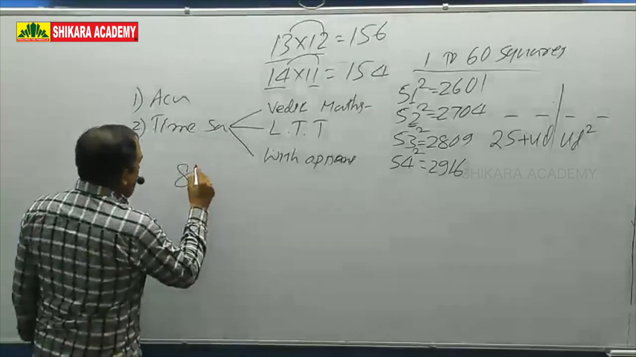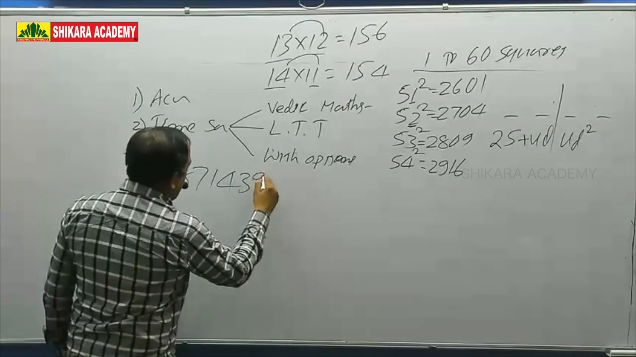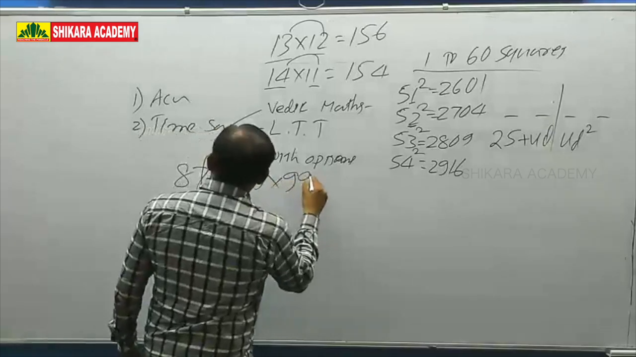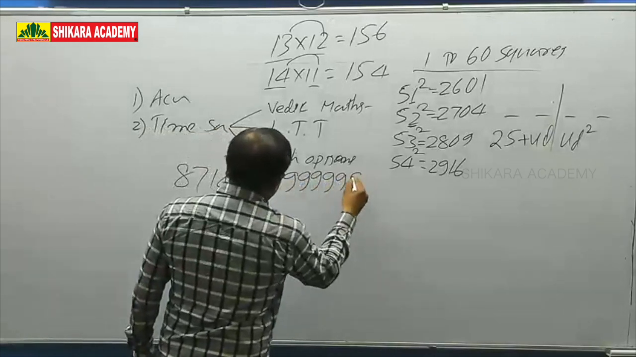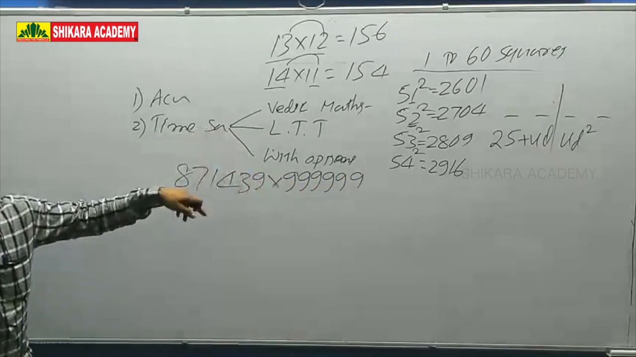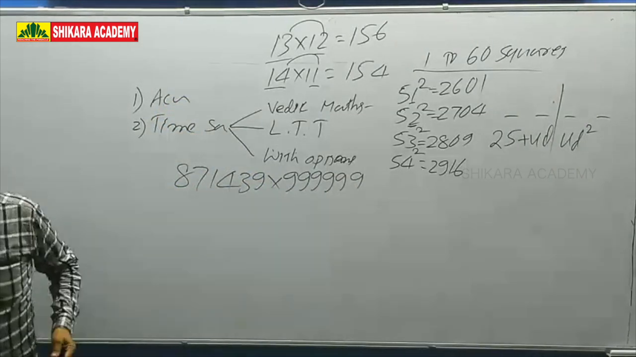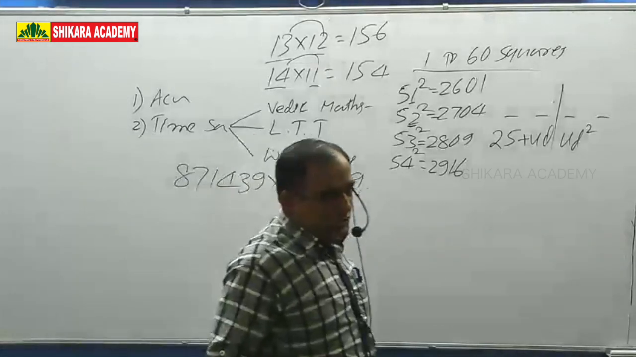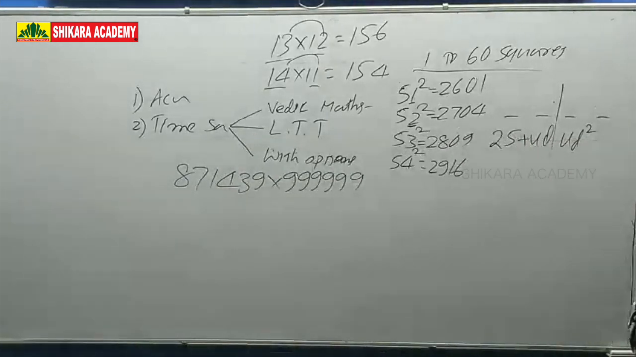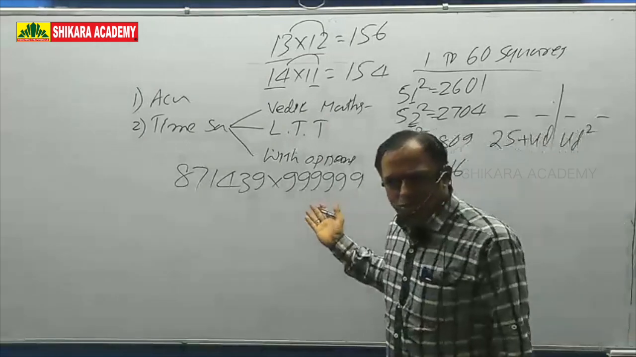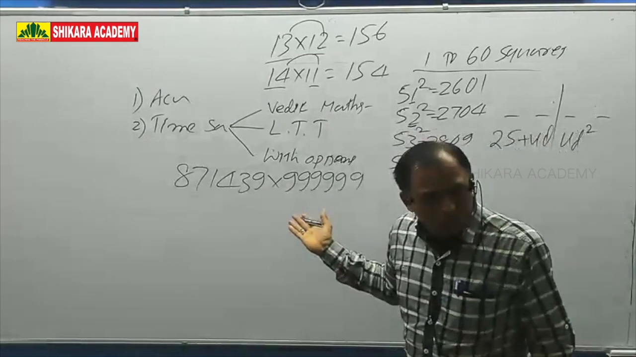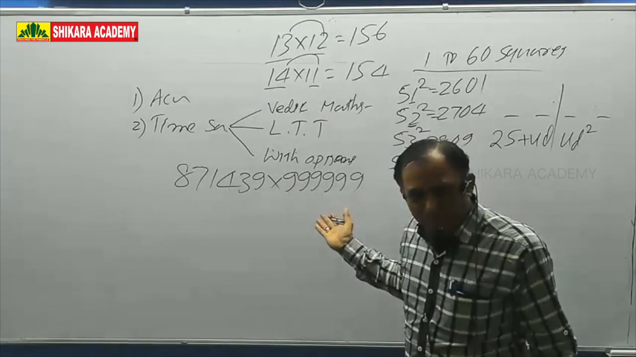For example, 871439 into 999999. So many times this question was repeated in previous exams: SI examination, constable examination and Group 4 examination also. What is the question? Very simple multiplication: any number multiplied with 9.